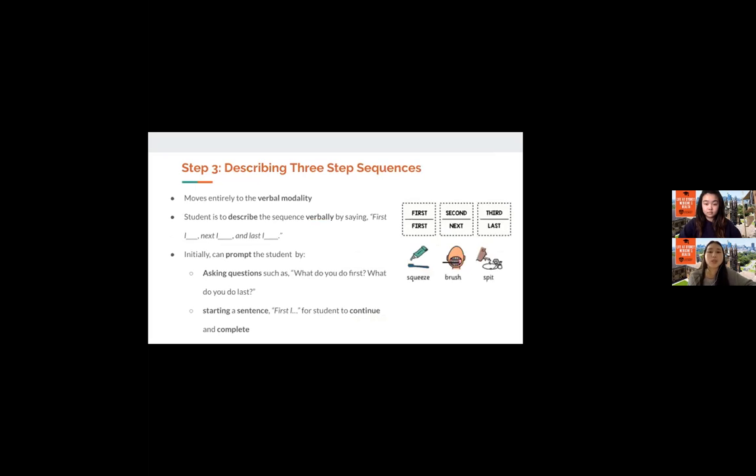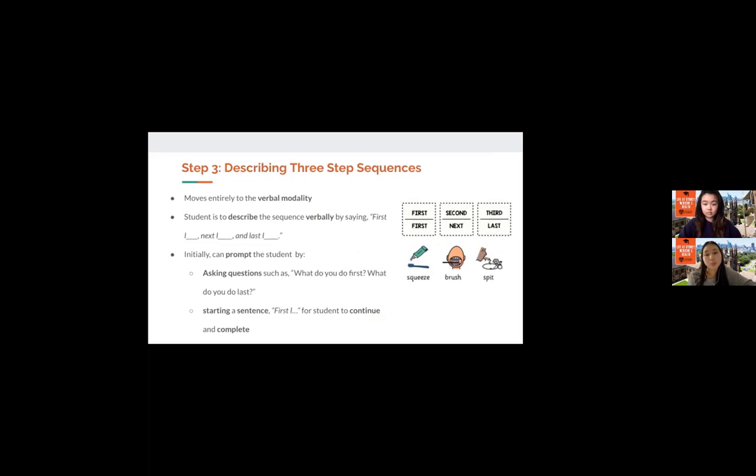The next step involves moving on entirely to the verbal modality. In this step, you can ask the student to tell the steps of the event. You can say, tell me all the steps to brushing your teeth. Ideally, the student will verbally relay the steps by saying, first I squeeze, next I brush, last I spit.